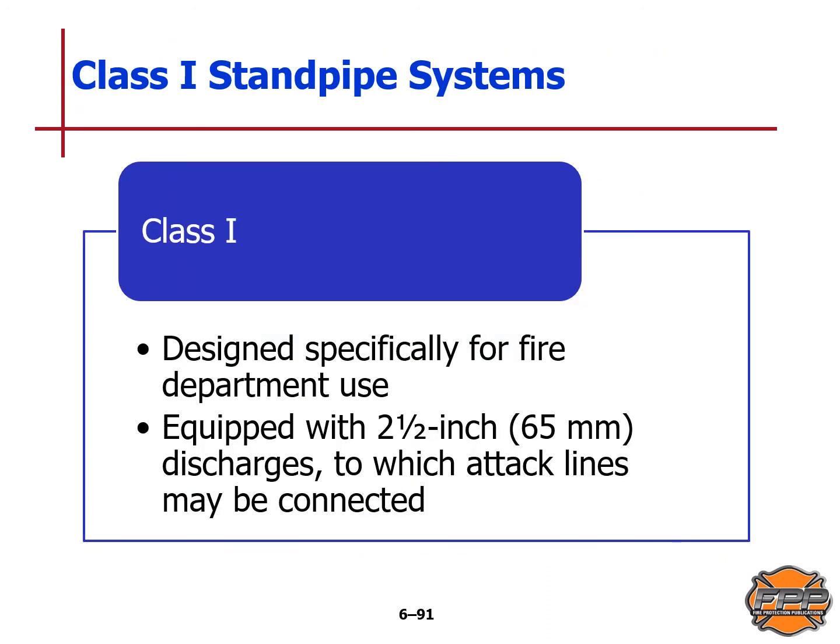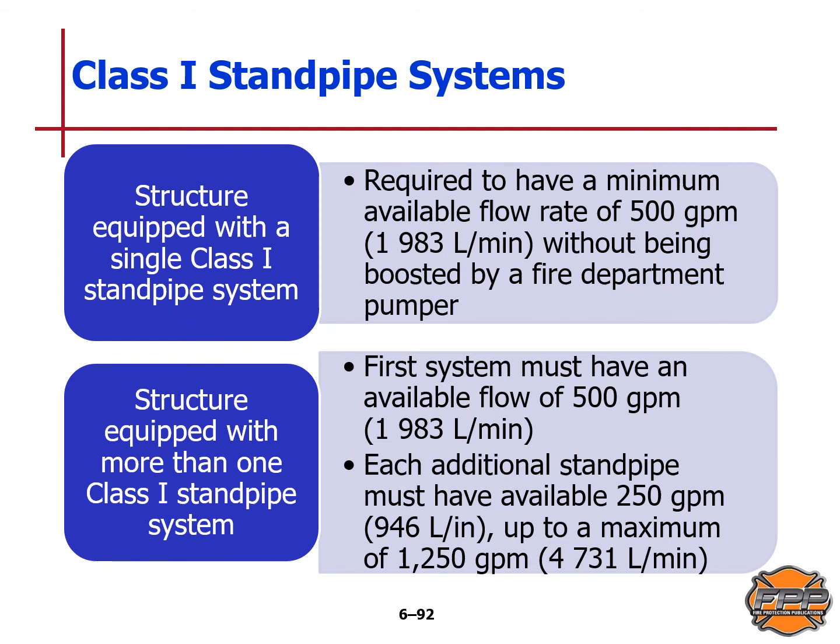Class 1 are systems designed specifically for fire department use, and it's equipped generally with 2.5-inch or 65mm discharges to which attack lines may be connected. The structure type equipped with a single Class 1 standpipe system is required to have a minimum available flow rate of 500 gallons per minute or 1,983 liters per minute without being boosted by a fire department pumper.